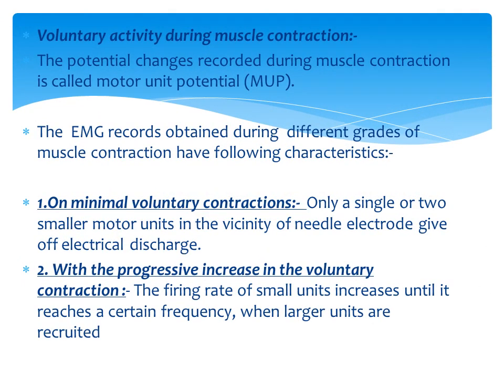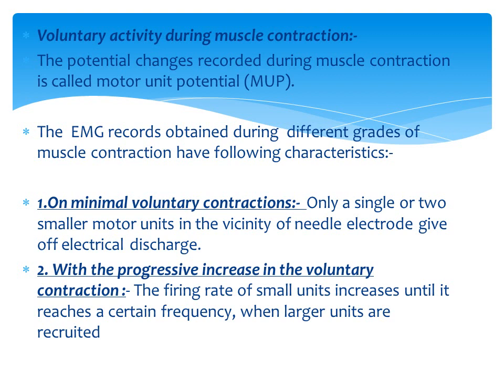Now coming to the voluntary activity during muscle contraction, which I have told you now. The potential changes recorded during muscle contraction are called motor unit potential. The graph that you have seen is that of the motor unit potential. The electromyograph records obtained during different grades of muscle contraction have the following characteristics.